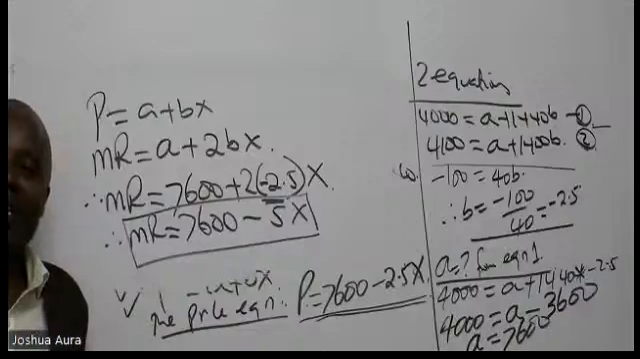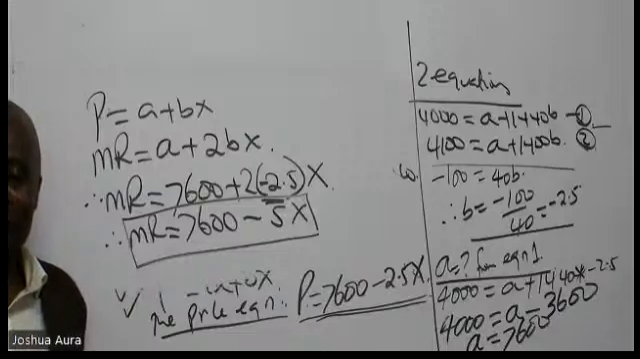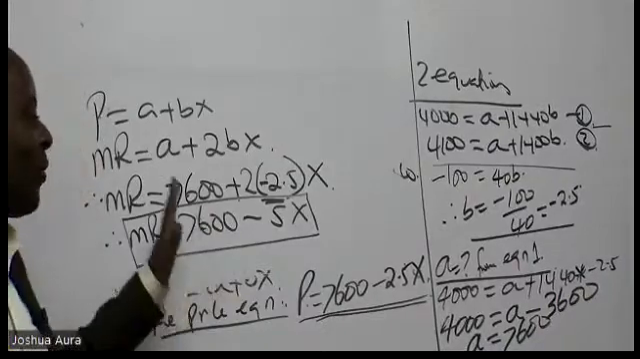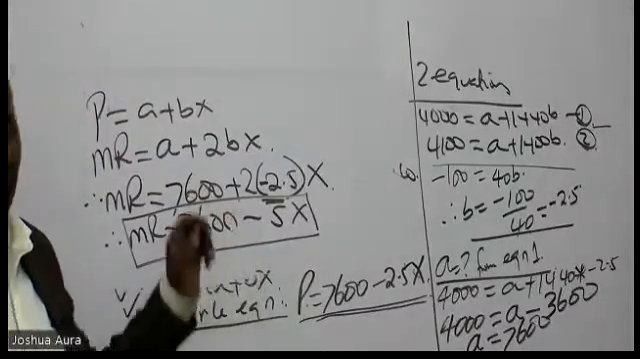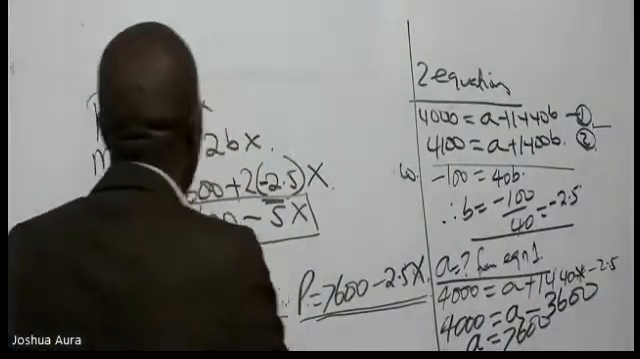Marginal revenue equals 7,600 minus 5X. We have to get X. We have only gotten the marginal revenue function. This is a very important function, especially if you hate differentiation. Now, once I get this, remember that you guys had given me marginal cost.